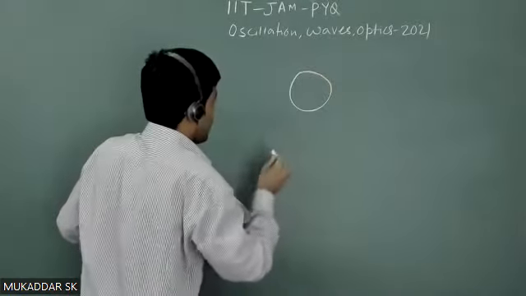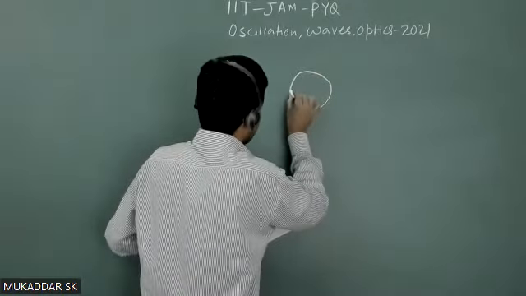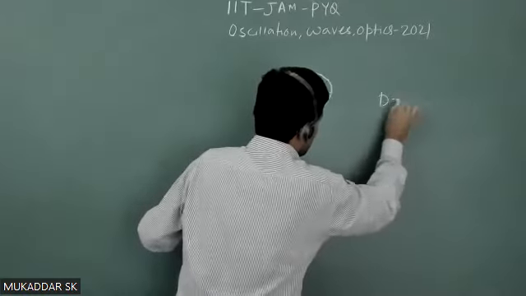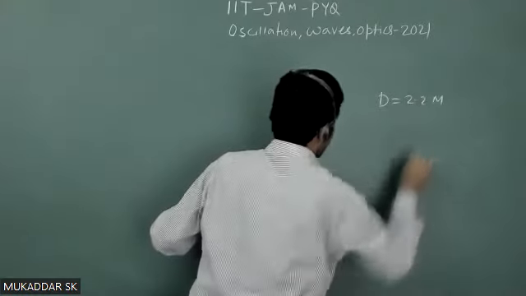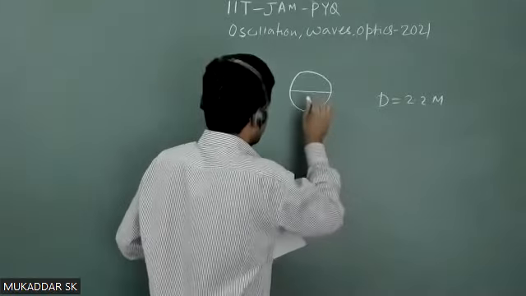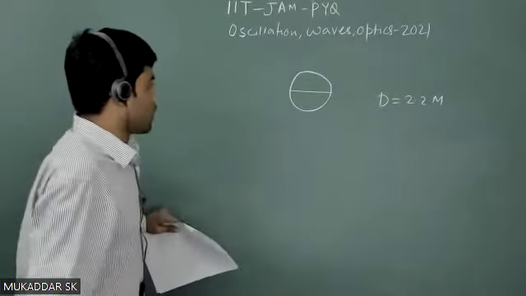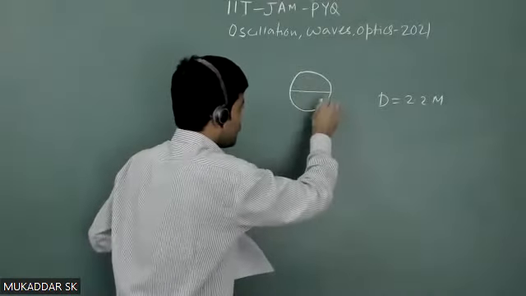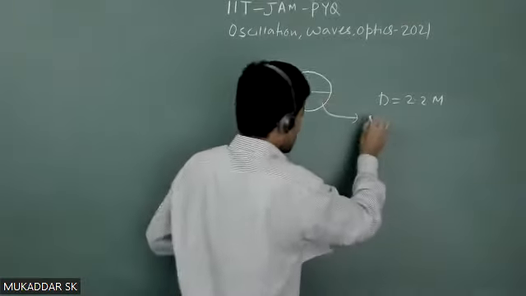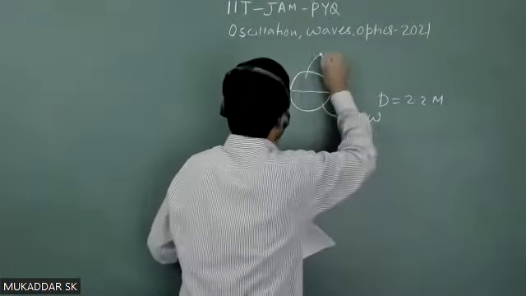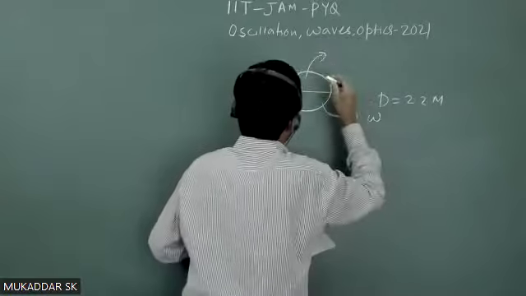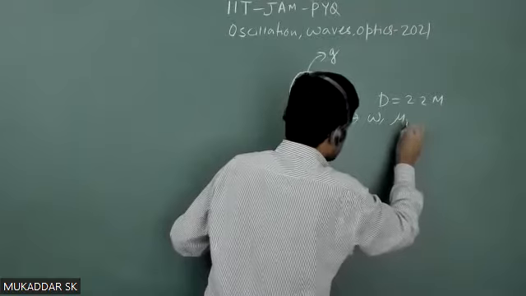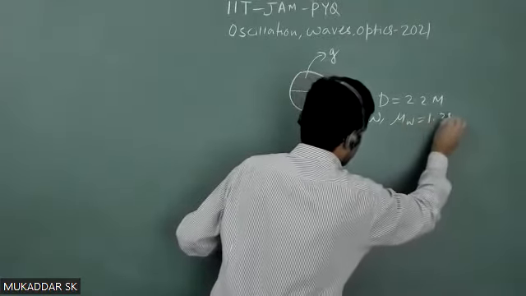Okay, and the diameter of this cylinder is given. That is, diameter is 2.2 meter. Okay, and they have also provided the information that half of the portion, the lower portion, of the cylinder is filled with water, and the upper portion, the upper half, will be filled with gas. The refractive index of water is given, that is 1.33.